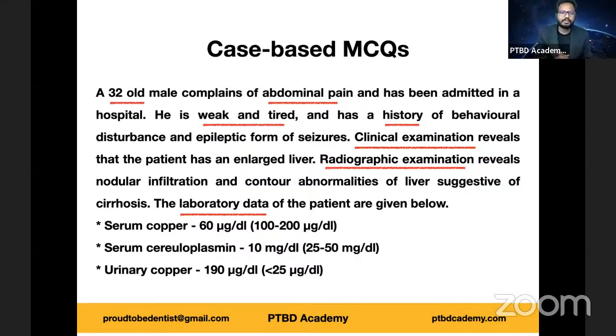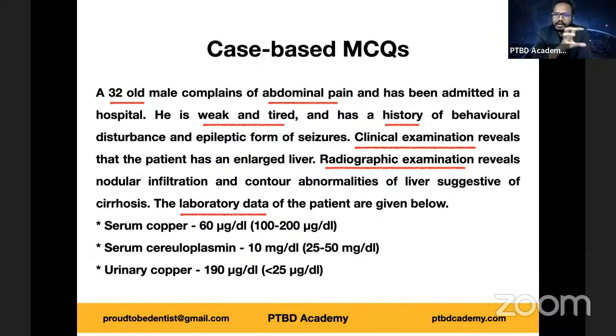Keeping this context in mind, we'll discuss a set of 5 questions, each with a weightage of +4 if you're right, and -1 if you're wrong, as you know the format. So just go through this context once again carefully, because you'll have a wide range of questions on the same. Let me know when you want me to pose the first question. I'll be waiting for your signal. As you can see, a male patient with a chief complaint of abdominal pain, a history of behavioral disturbance and epileptic form of seizures, an enlarged liver, and radiographic examination revealing nodular infiltration and contour abnormalities.